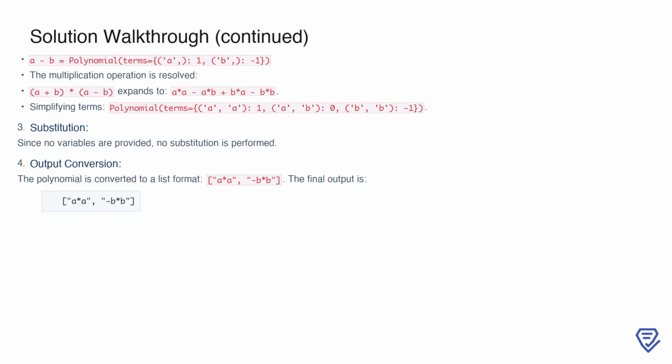These results are then multiplied together. The expansion of a plus b asterisk 8b gives a asterisk b plus b asterisk asterisk b. After simplifying, the terms become polynomial terms equals a 1 a b0 b minus 1. Since no variables are provided for substitution, this step is skipped. Finally, the polynomial is converted to a list format, yielding asterisk a b asterisk b. This is the final output for this nested expression.